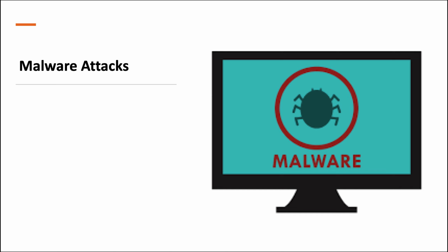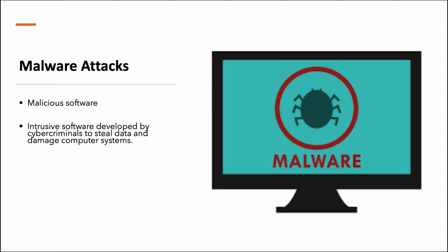Then we have the third type of attack, that is malware attack. Malware, short for malicious software, refers to any intrusive software developed by cyber criminals, often called hackers, to steal data and damage or destroy computers and computer systems. This type of attack comes in many forms, such as viruses, worms, Trojan attacks, ransomware, and spyware. Let's have a brief, small overview of all those types of malware attacks.